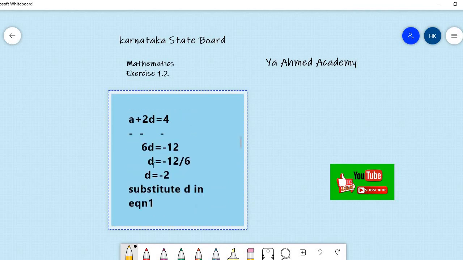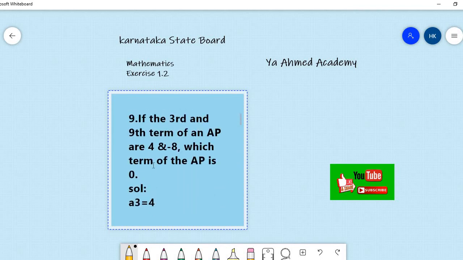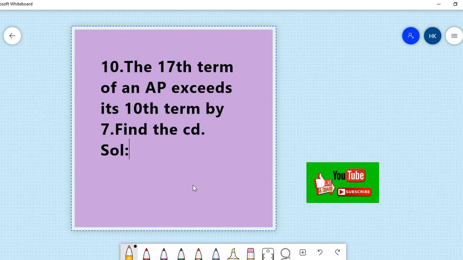Let's move ahead and solve question number 10. In this question, we have to find out the common difference. CD is nothing but common difference, I have used the short form. Here, the 17th term of an AP exceeds its 10th term by 7. So, from the given terms in the question, we just have to frame the equation as we always do, then find the common difference. It's very easy. I'll just show you.